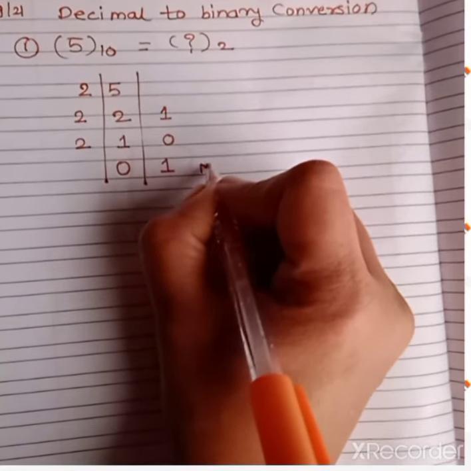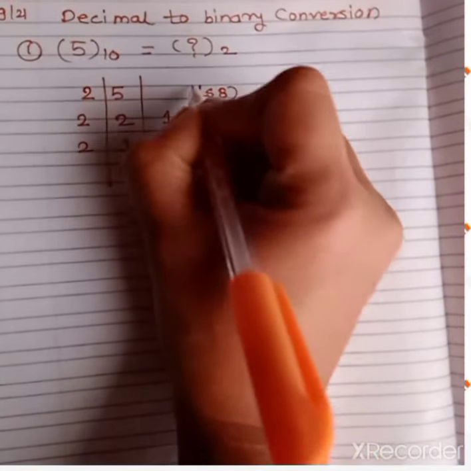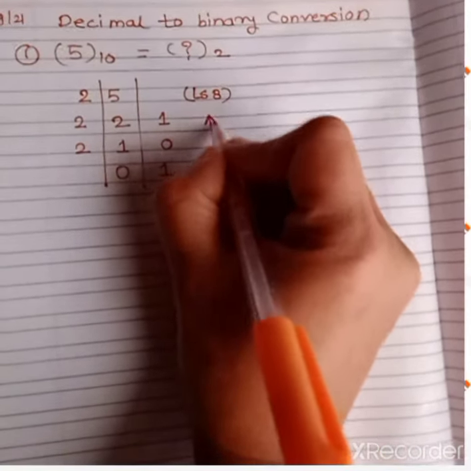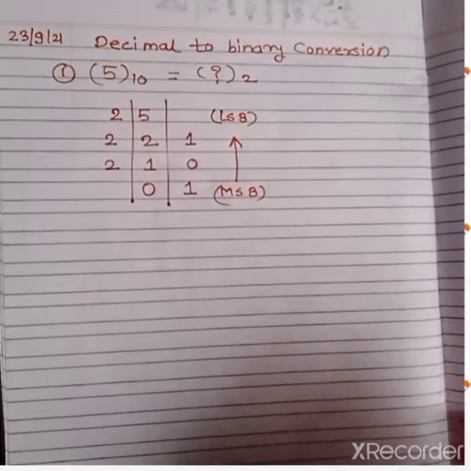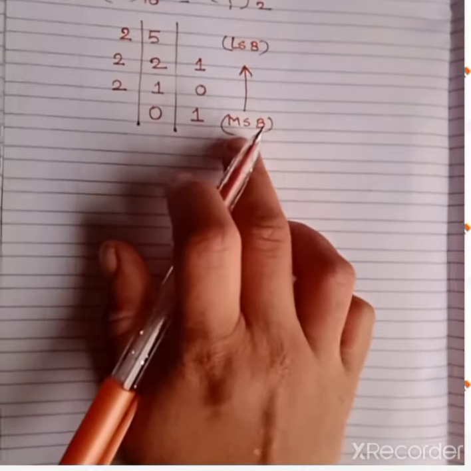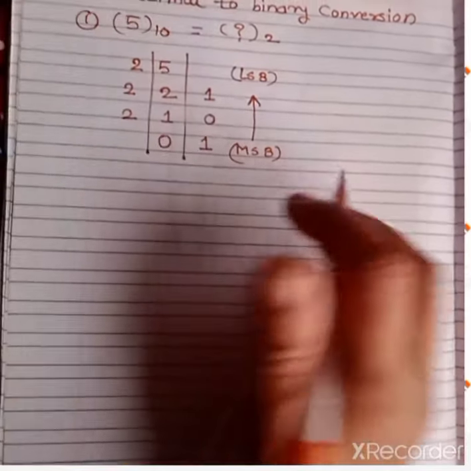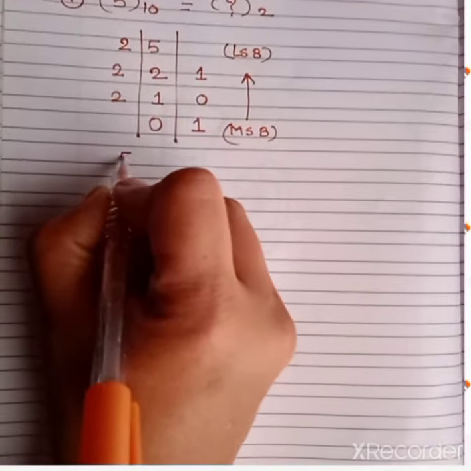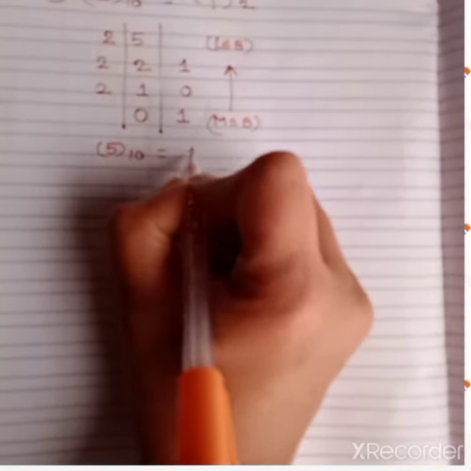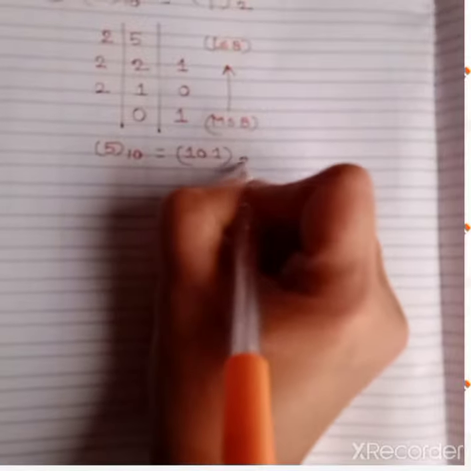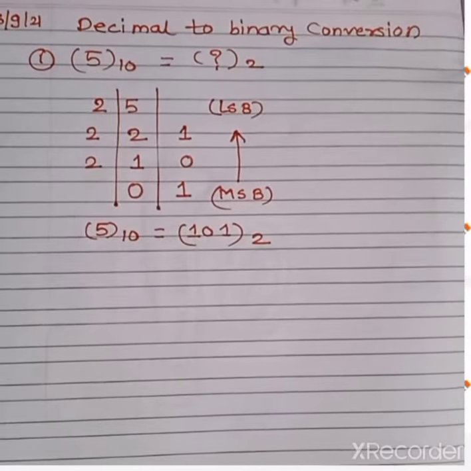So this is my MSB, this is LSB. Copy your answer from bottom to top. In integer number, MSB is always at bottom, LSB is always at top. So answer is 5 decimal is 101 to the base 2. So this is the binary.